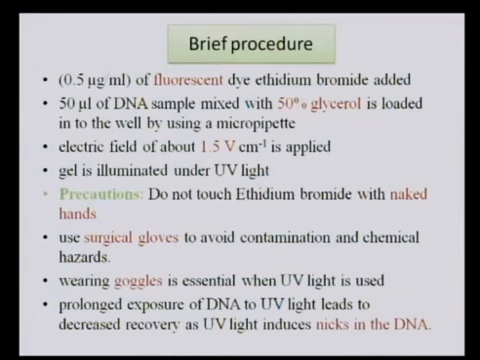Let us see the brief procedure of how to perform the Agarose Gel Electrophoresis. Once you prepare the gel, before casting the gel in the casting tray, we are going to add a fluorescent dye, that is ethidium bromide, and then we are going to concentrate the DNA sample by using 50% glycerol, which will enable the DNA sample to be retained inside the wells. One more point to be remembered whenever you are handling Agarose Gel Electrophoresis: there is a precaution to be taken. Do not touch this ethidium bromide with your bare hands, since ethidium bromide is a carcinogenic agent which may lead to cancer.